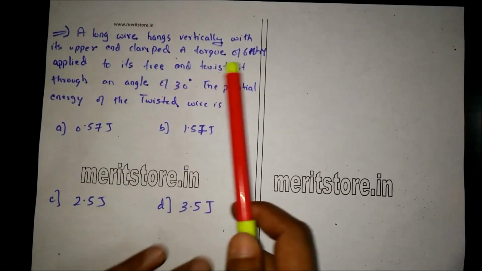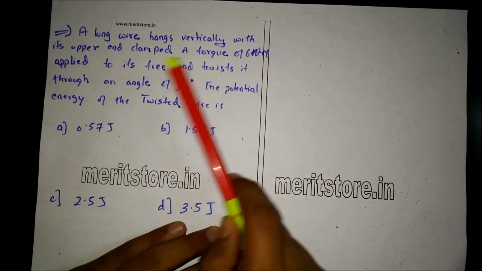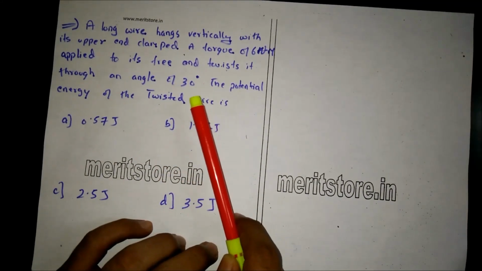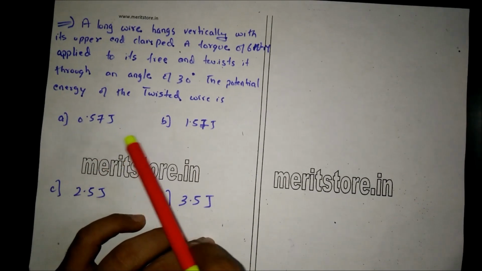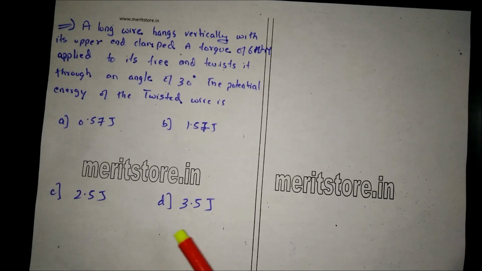A long wire hangs vertically with its upper end clamped. A torque of 6 Newton meters is applied to its free end and twists it through an angle of 30 degrees. The potential energy of the twisted wire is A 0.57 joules, B 1.57 joules, C 2.5 joules, and D 3.5 joules.